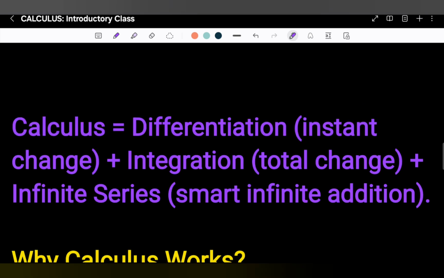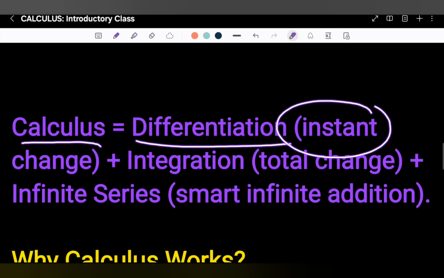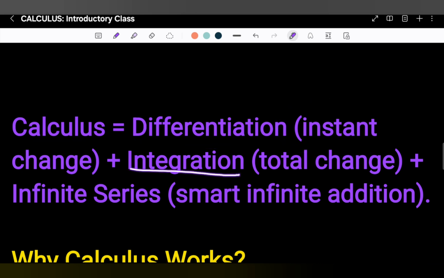Now we can say that calculus is equal to differentiation, that is instant change, plus integration, that is total change, plus infinite series, that is smart infinite addition. In this we add 1 by 1, which is discrete in nature.